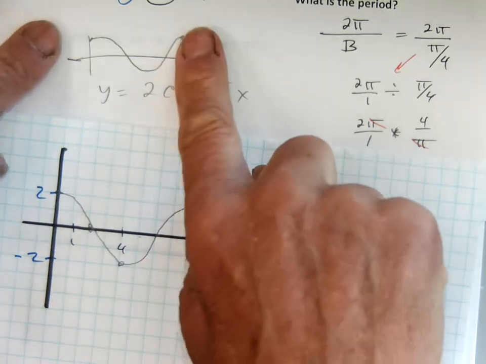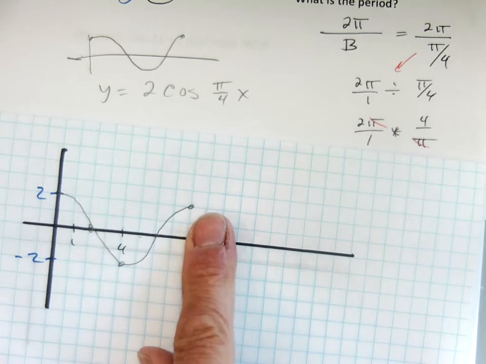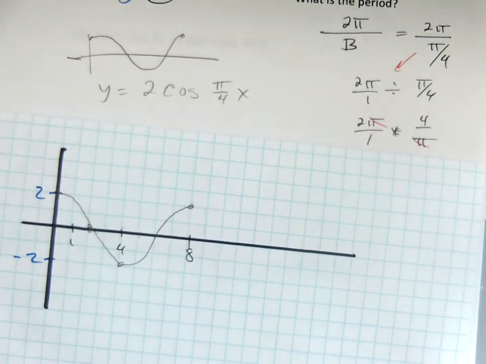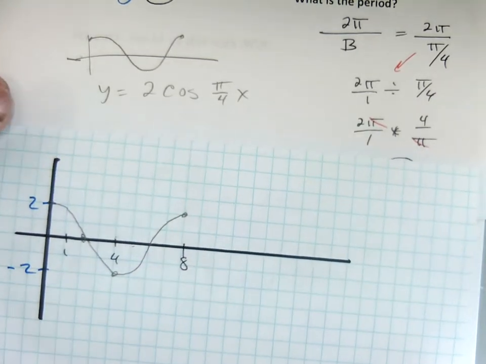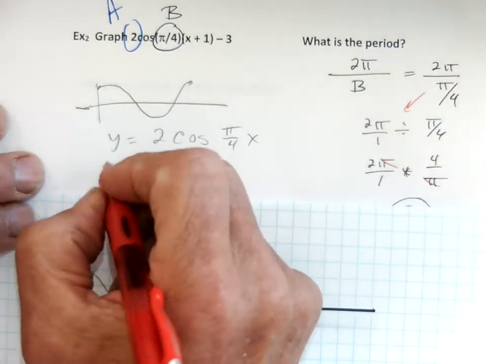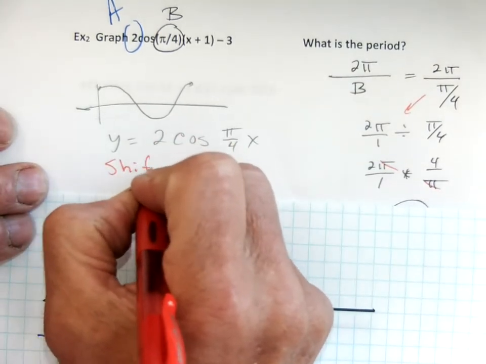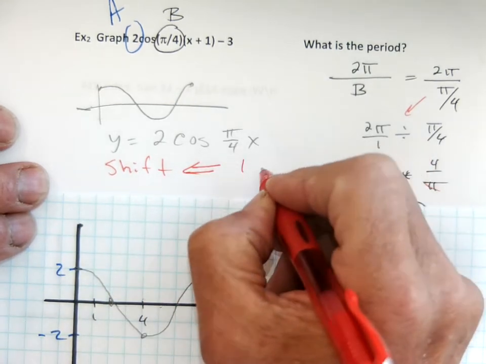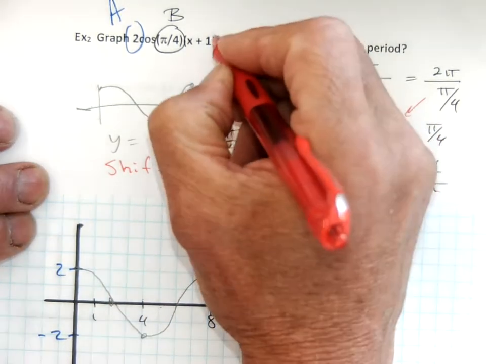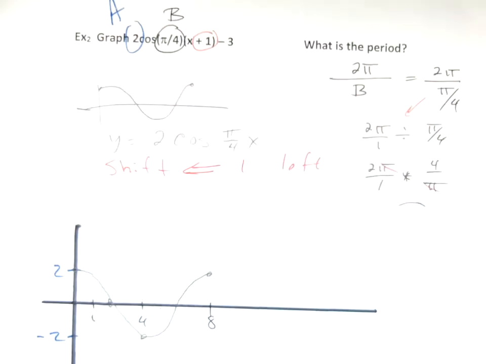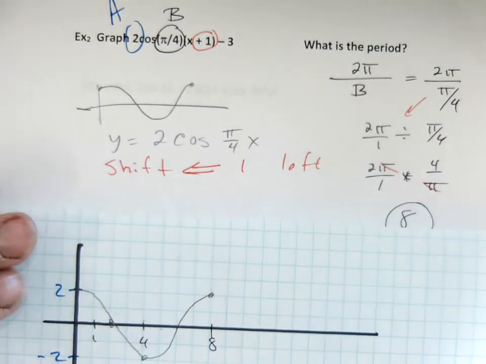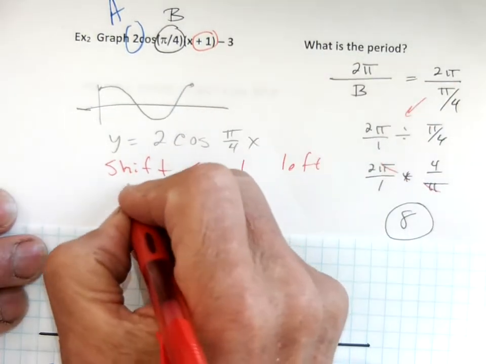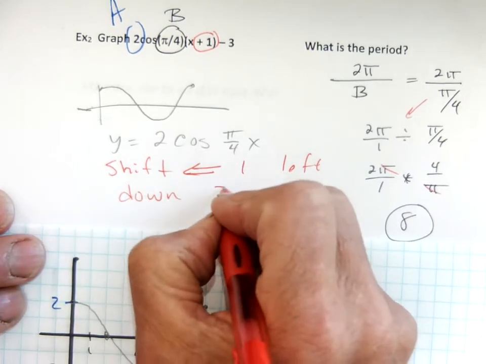So I got this shape between 0 and 8. And now I'm going to move it. So I'm going to do my shift. I'm going to shift back 1, or to the left, because like Spencer said, it's the opposite, right? Take the whole thing back 1, and then we're going to take everything and go down 3.